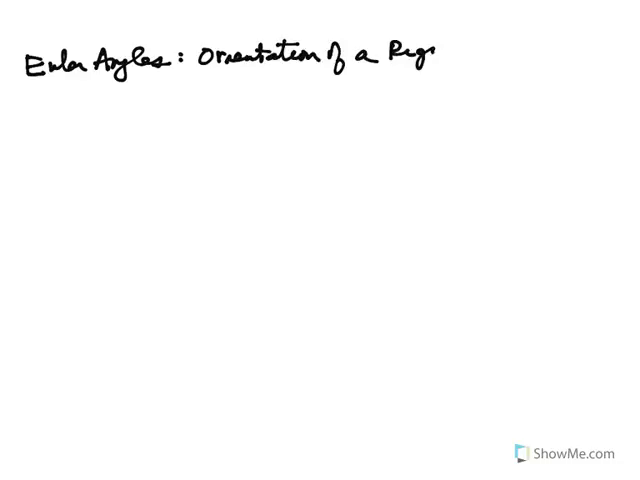The objective of this lecture is to study orientation of a rigid body using Euler angles. So we're going to parameterize the orientation of a rigid body using a set of angles which are defined as Euler angles, and of course I'll get into that as we go through the lecture. But the starting point is as follows: let B be a rigid body.